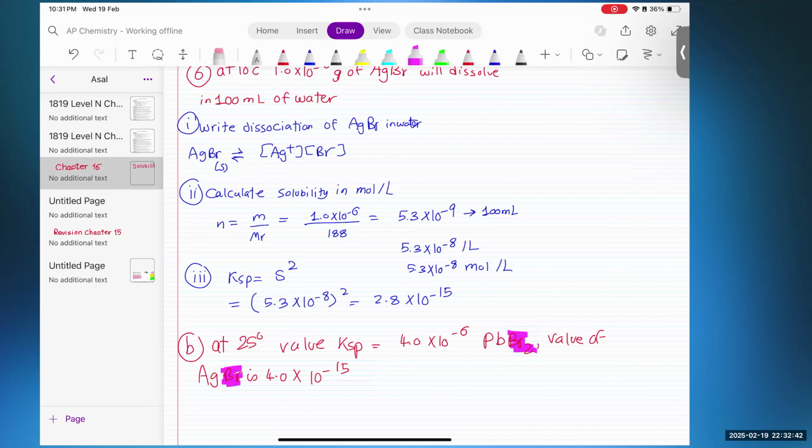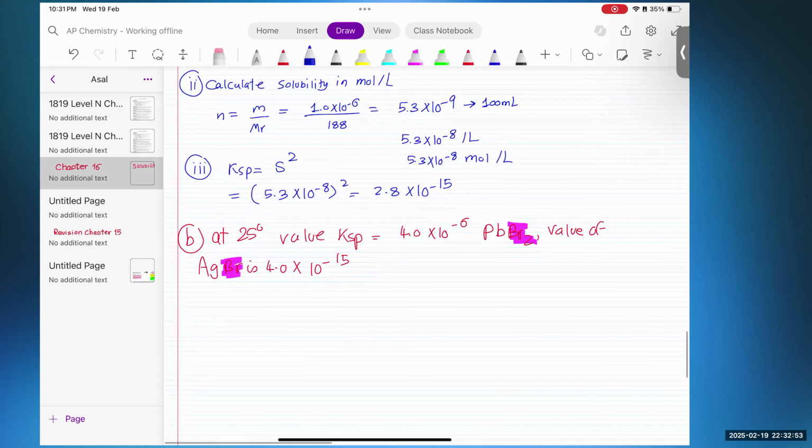Okay, if 60 ml of 0.1 molar sodium bromide is added to 60 ml of 0.40 molar lead nitrate, will a precipitate form? Well, we used to take these questions in the last year and the year before, and now they are even taking them in grade 9. I have 60 ml of 0.1 molar sodium bromide added to the lead nitrate.